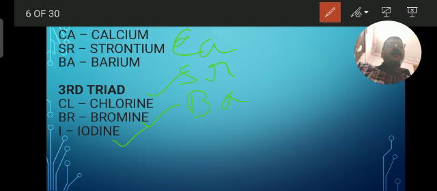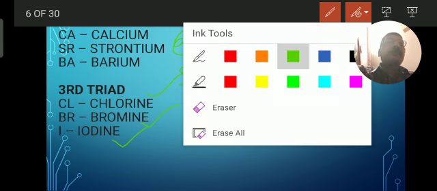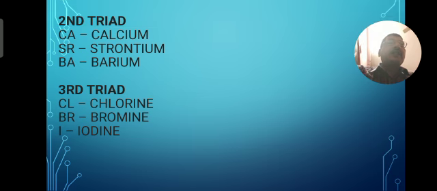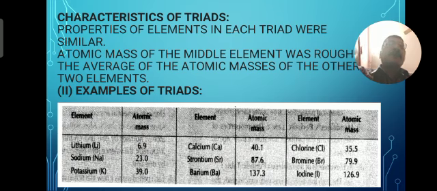These were given by Dobereiner in his periodic classification. After these triads he was unable to find a fourth triad, so later on he was unsuccessful and he failed. Now let us see another thing, the characteristics of the triads.